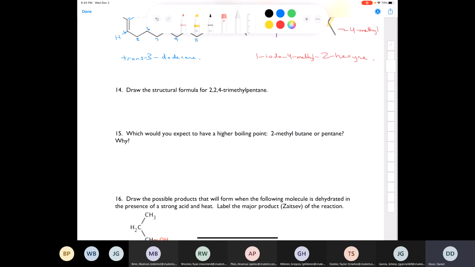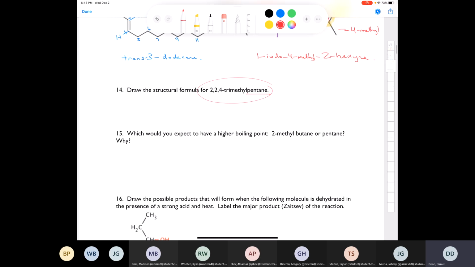Well, let's try number 14. It says draw the structural formula for 2,2,4-trimethylpentane. Look, the parent is a pentane. We could just start with that. Say if you look at this and you're like, oh man, what is this? How do I draw that? Look, just start with the suffix pentane. 1, 2, 3, 4, 5. There you go. So you've got the first part done that fast.